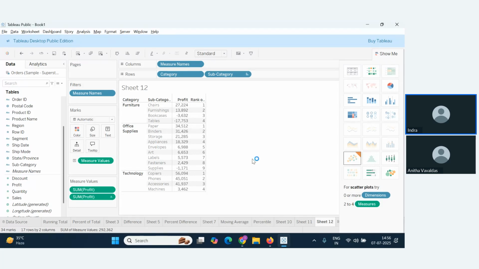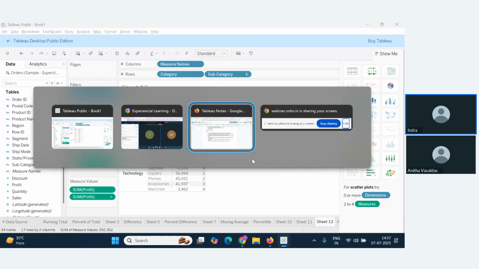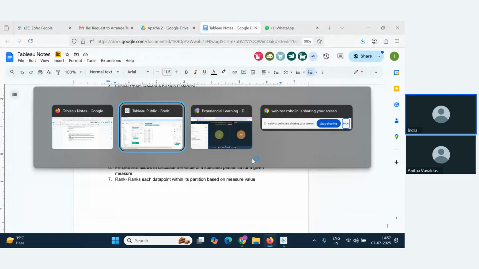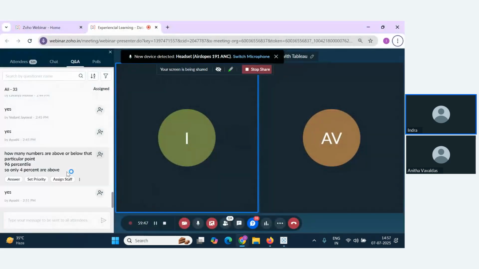For furniture, you can see chairs, furnishings, and bookcases are rank 1, 2, and 3. For office supplies, papers, binders, and storage are on rank 1, 2, and 3. And for technology, copiers, phones, and accessories are on rank 1, 2, and 3. Clear? Am I clear? Please try it, guys.